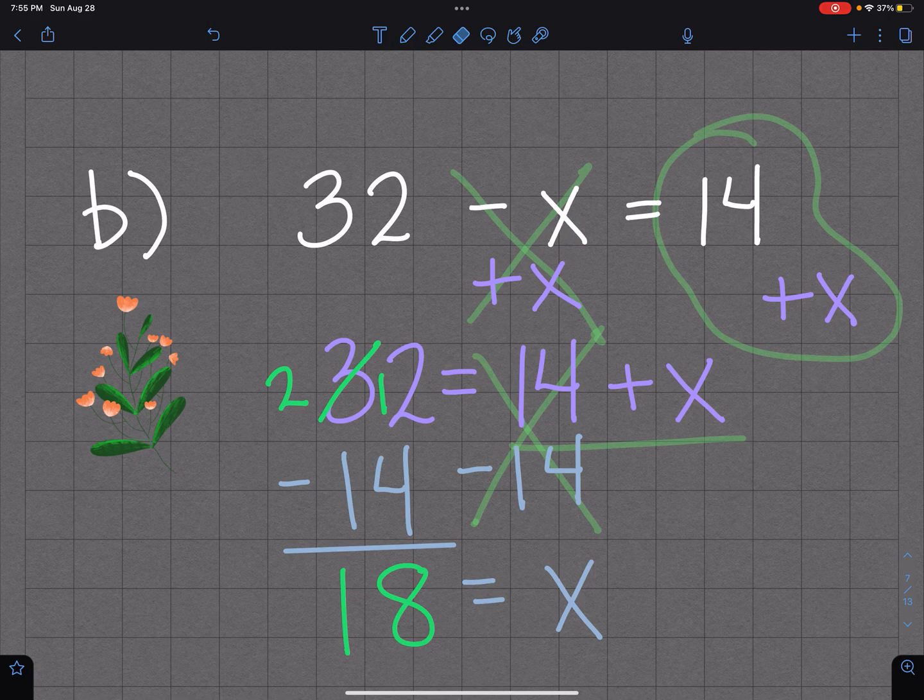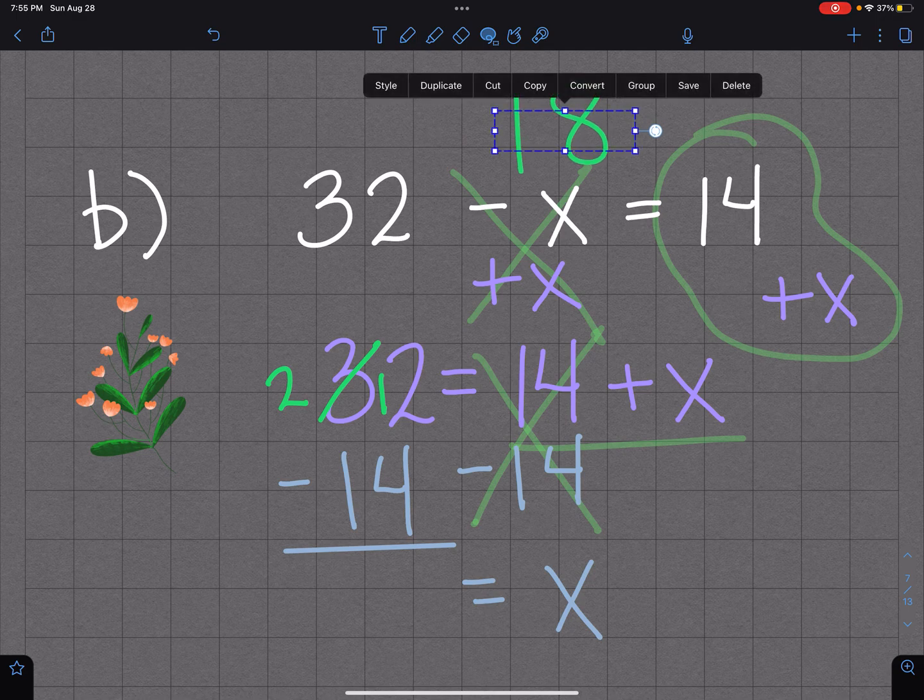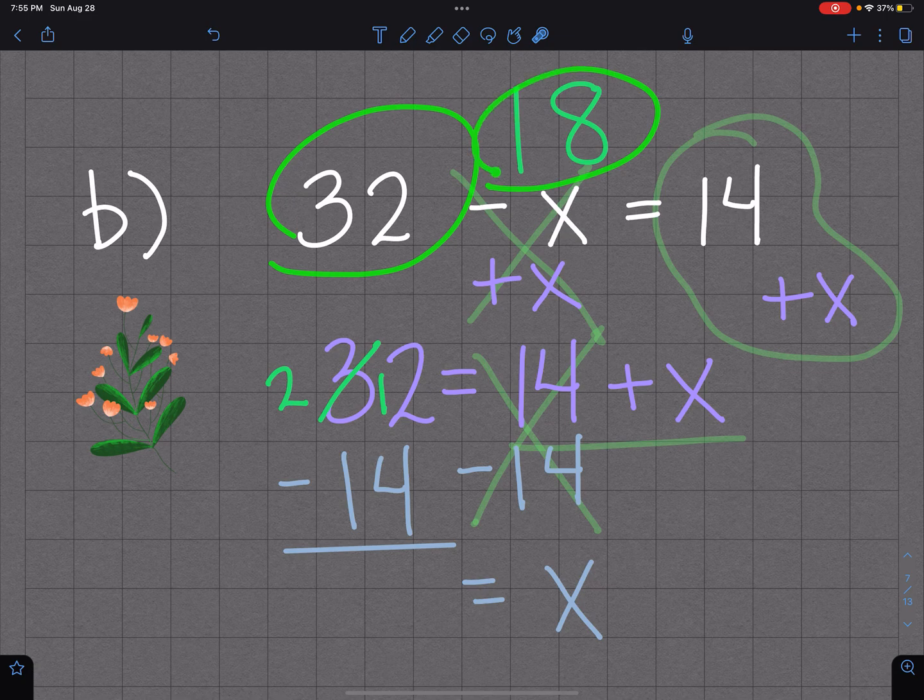Well, if x is equal to 18, I should be able to take this 18 and plug it back into that original equation. Is 32 minus 18, what do I get? I get 14, and that is correct. That's a correct statement. So then I know that my answer is right.